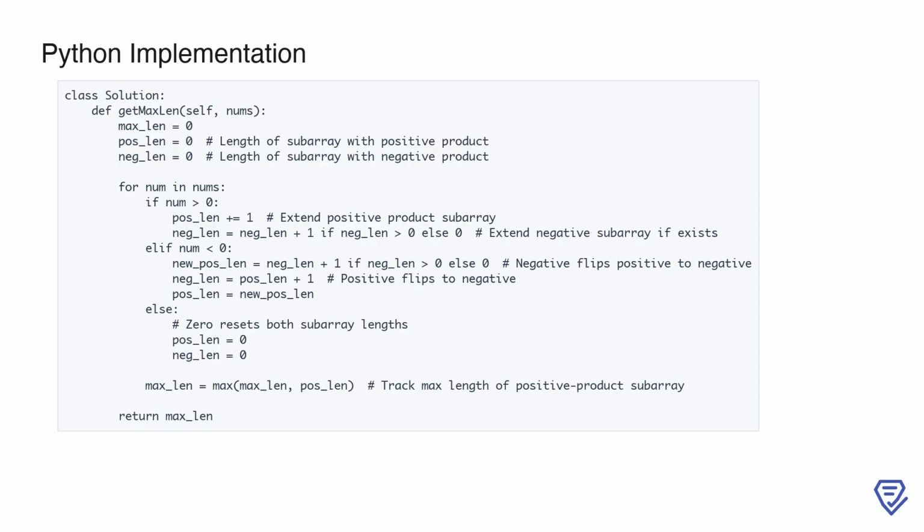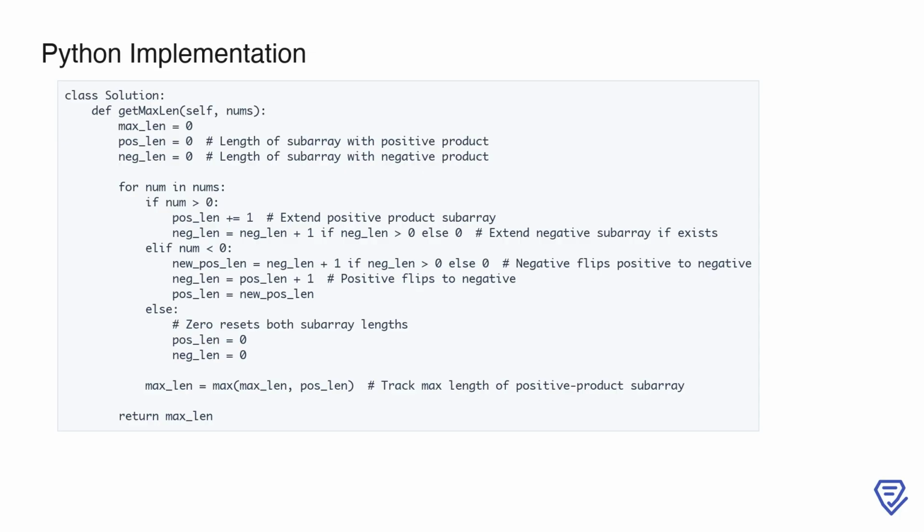pos_len and neg_len are initialized to 0. 2. Iteration: for each number in nums. If the number is positive, pos_len is incremented, and neg_len is updated only if it was non-zero. If the number is negative, the roles of pos_len and neg_len are effectively swapped, as a negative number flips the product's sign. If the number is 0, both pos_len and neg_len are reset to 0, as 0 breaks any contiguous subarray.